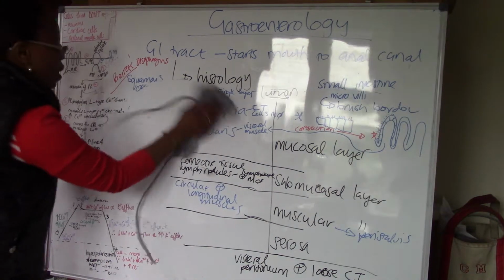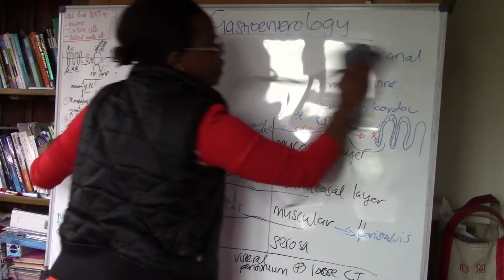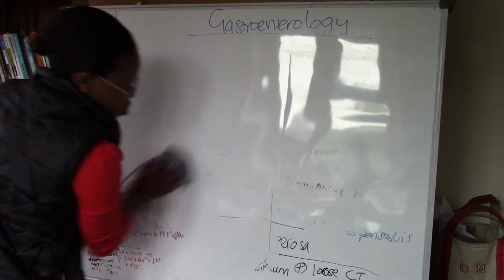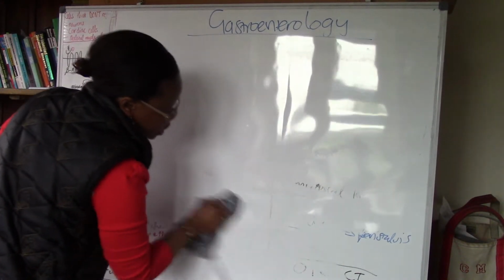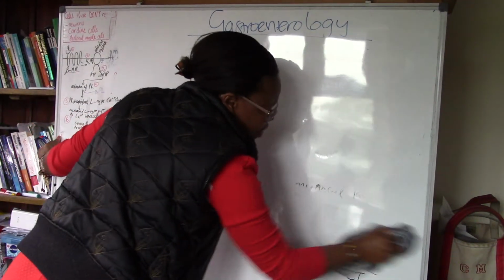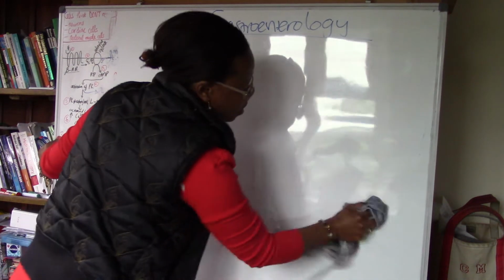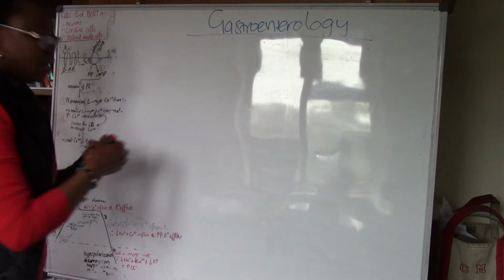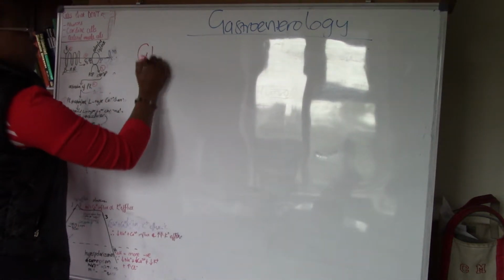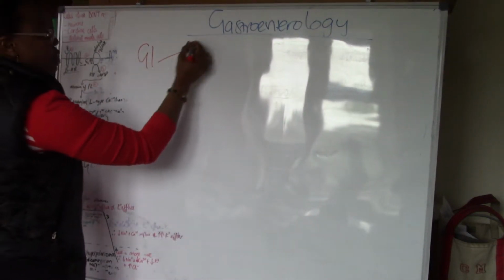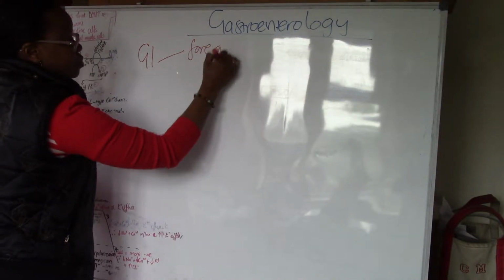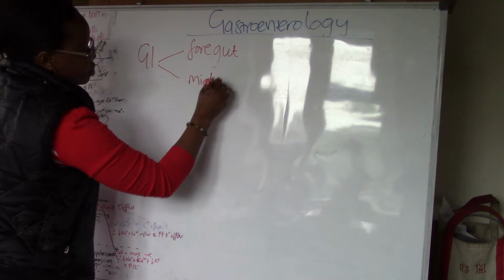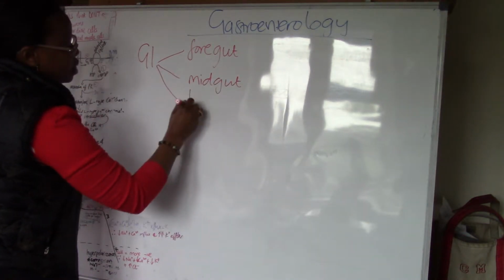So now that I've had a quick discussion of what the histology will look like, I'm also very briefly going to say, I've just thought about this now, that in discussing this I'm going to separate the GI tract into the foregut, the midgut, and the hindgut.